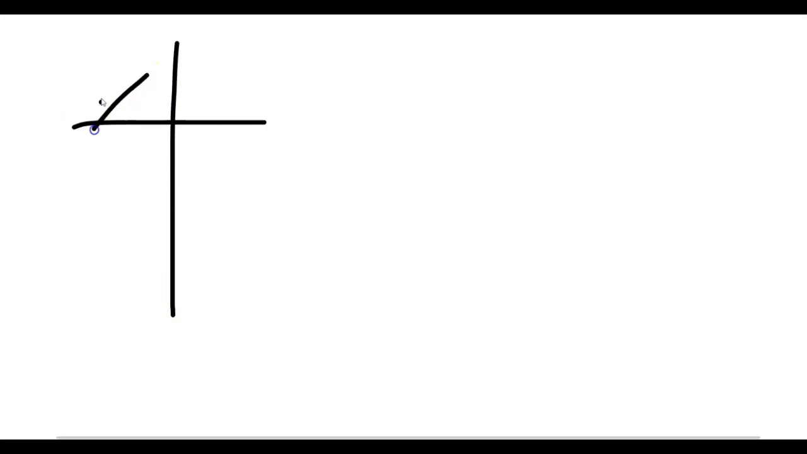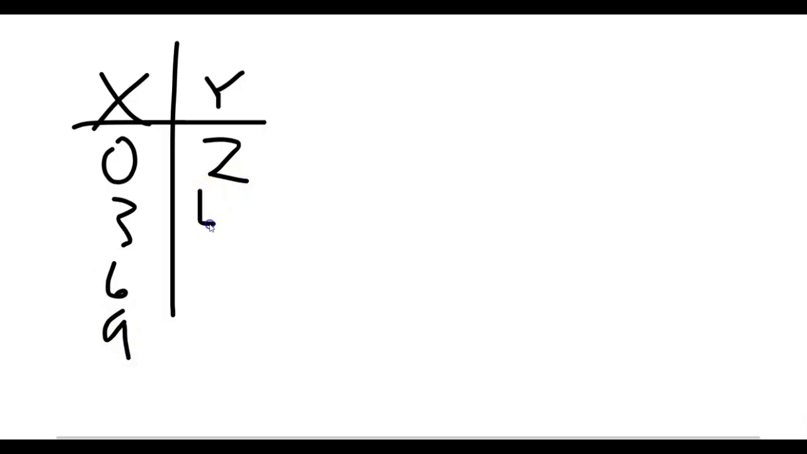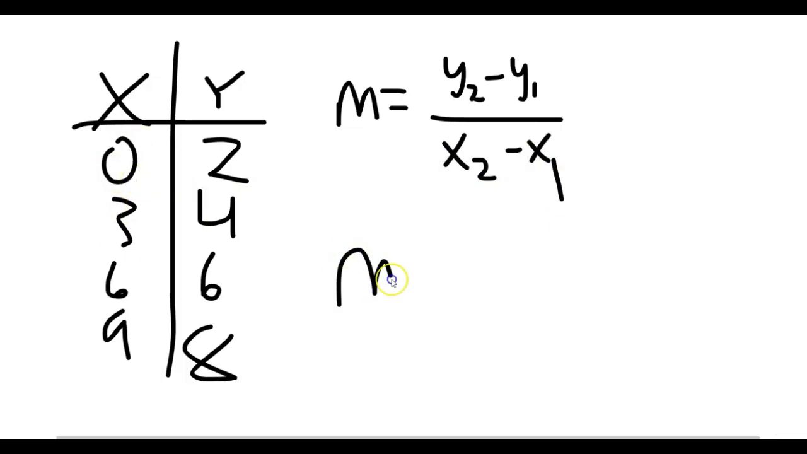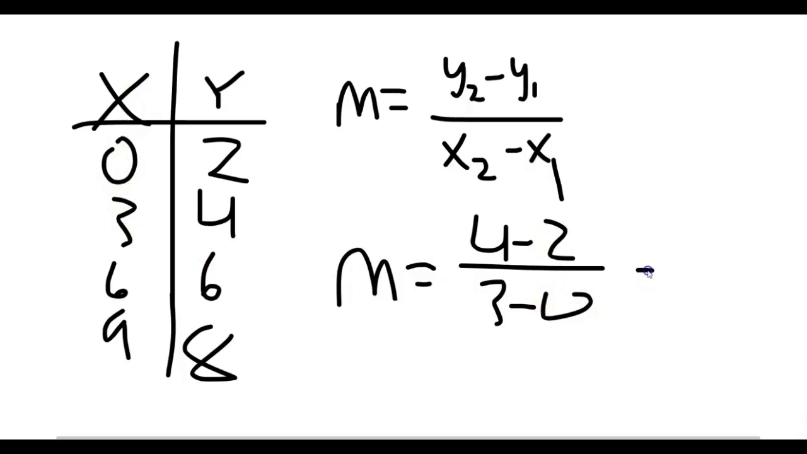We can also get slope from a table. So if we had a table and our numbers were 0, 3, 6, 9, and then 2, 4, 6, 8, we would use this formula, y2 minus y1 over x2 minus x1. So we would get 2 points from the x and 2 points from the y. 2 points from the y would be 4 and 2, 4 minus 2, and 2 points from the x would be 3 and 0. So our slope would be 2 over 3.